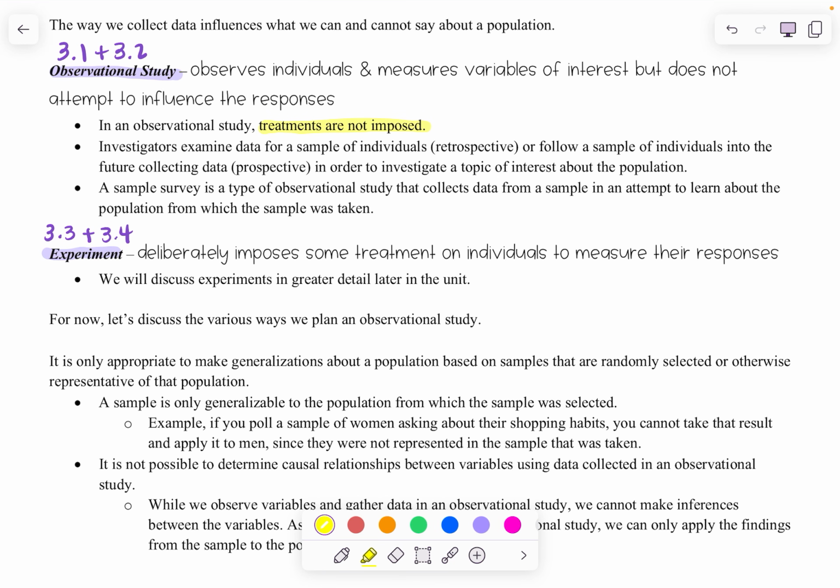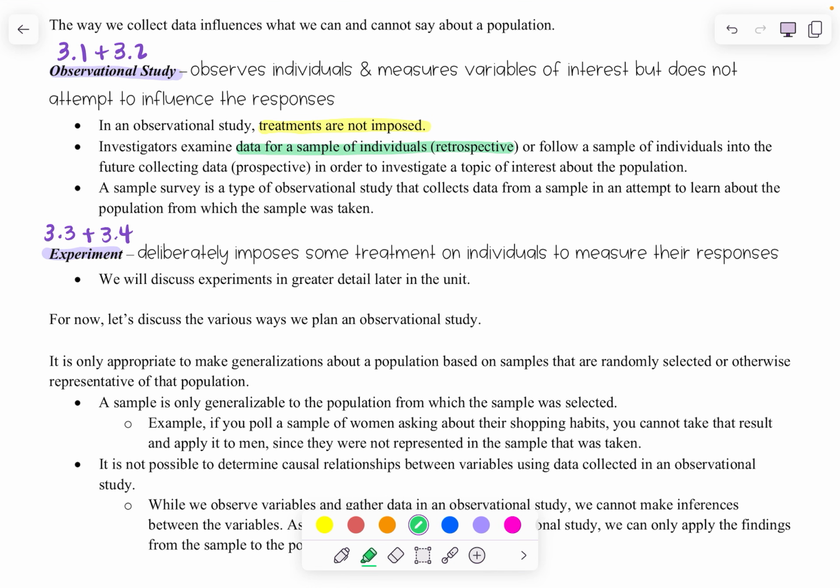You may do things like give them a puzzle, give them a test, a quiz, something, but you are not purposefully altering their life in any way, shape, or form. There are two types of observational studies you could have. You could go back and look at data that has already been collected. That's retrospective. So potentially going back and looking at medical records.